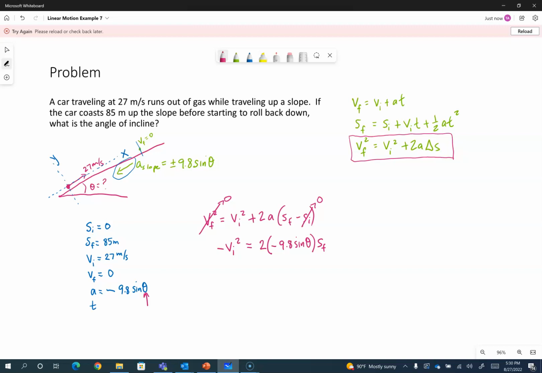And then we can see if theta is our only unknown. So v initial we totally have, s final we have, so this theta is all we are looking for. So let me pull everything over first. So v initial squared, and then I divide by 2 times 9.8 times s final. All of this will equal the sine of theta. So we can plug these numbers in: 27 squared over 2 times 9.8 times 85.